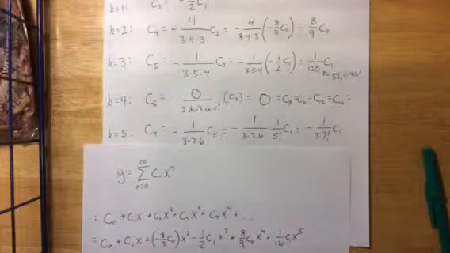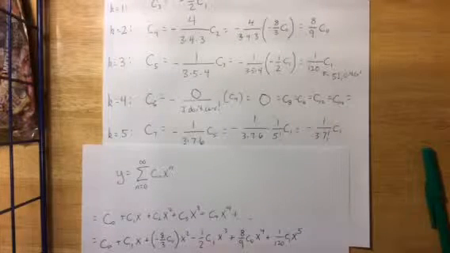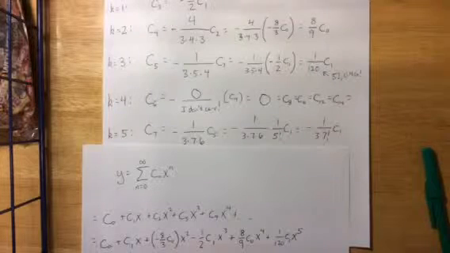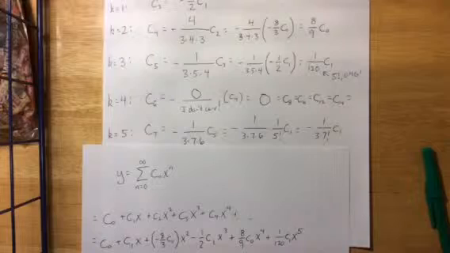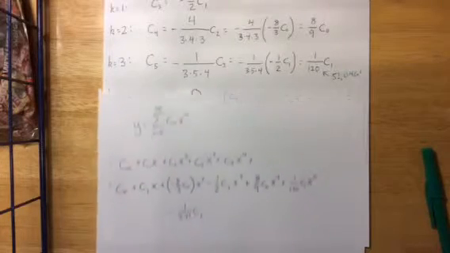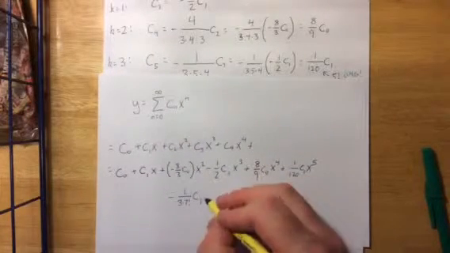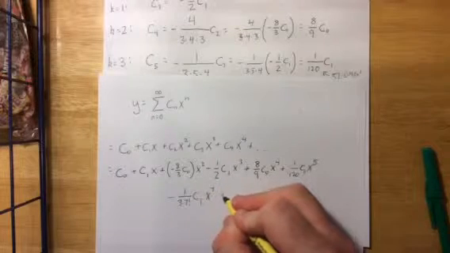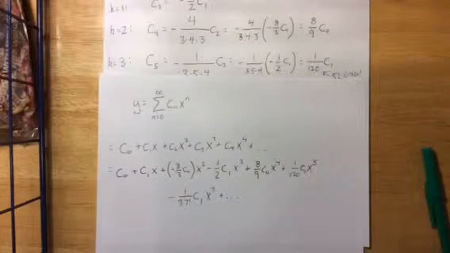Let's keep it going. So c sub 7, that wound up being minus 1 over 3 times 7 factorial times c sub 1. Oh, I'll bet you'd like to see this page too. Times x to the 7th, and then we'll just throw on the old mathematical ellipsis after this.